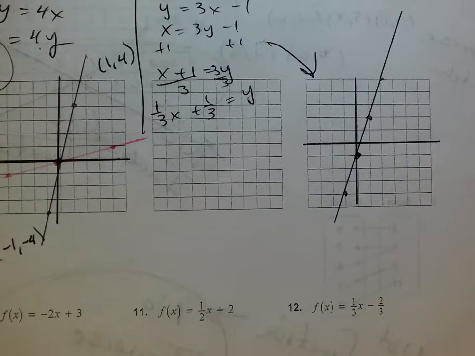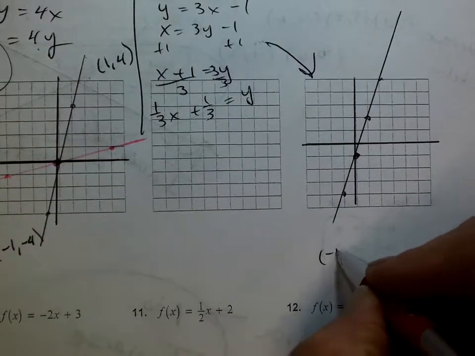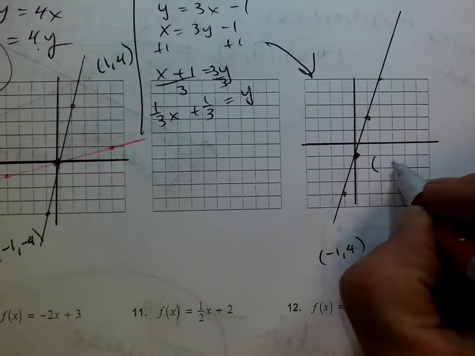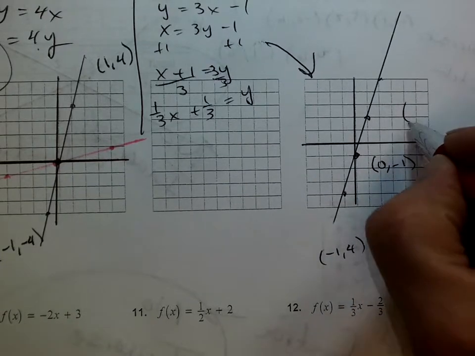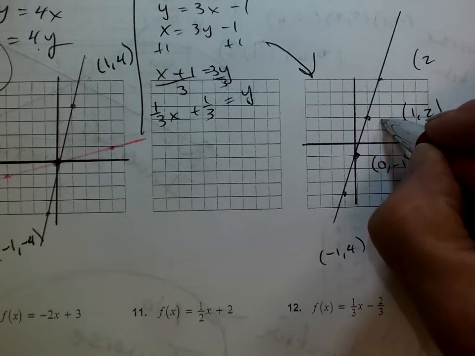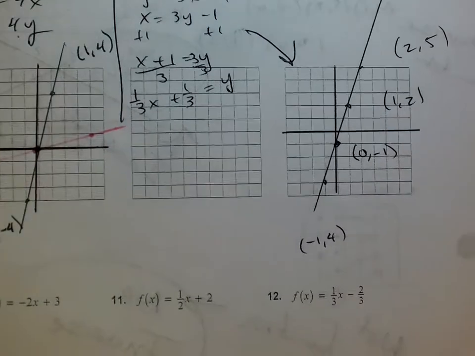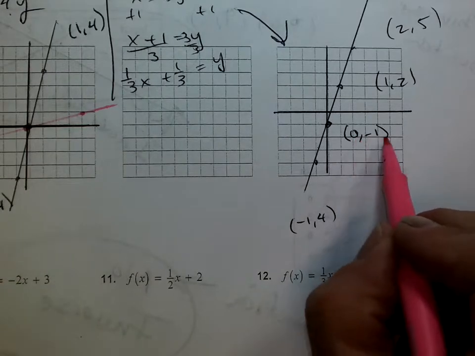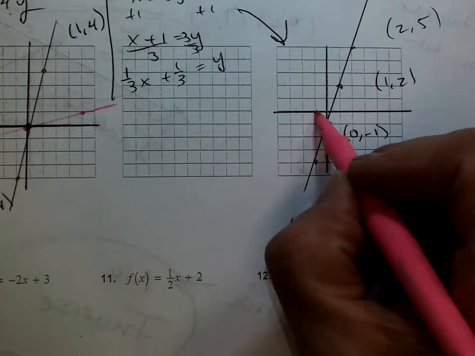Now, you can switch point by point, right? This is a point at negative 1, 4. This is a point at 0, negative 1. This is a point at 1, 2, and this is a point at 2, 5, okay? So again, if you have a hard time solving for y, or solving for x, then we can do it point by point. If I switch this over, 0, negative 1 to negative 1, 0, I'd have a point right here.